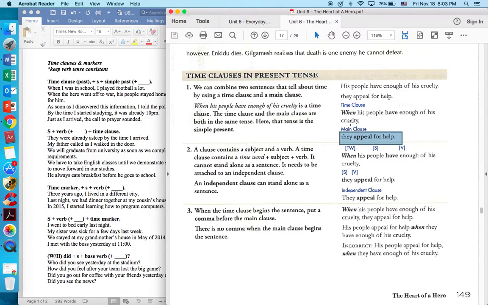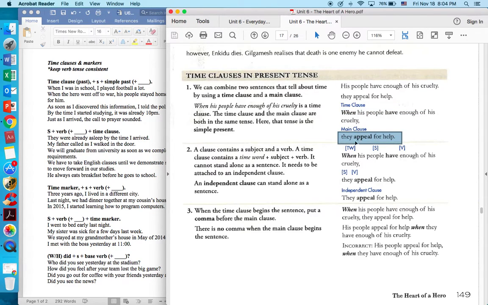So it's important to first understand what is a dependent clause and what is a main clause or an independent clause. Basically, the time clause here starts with the time word, generally when, although there are others of course. And if the time clause starts the sentence, then you need a comma between this time clause, which is dependent, and the main clause, which is independent.